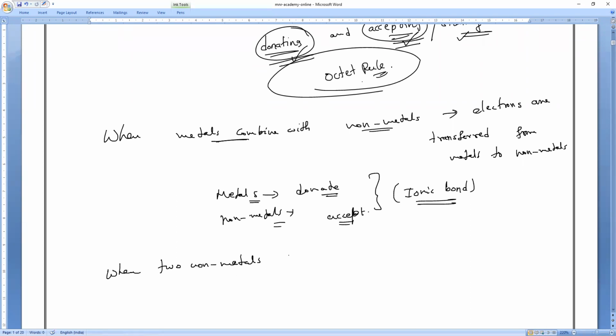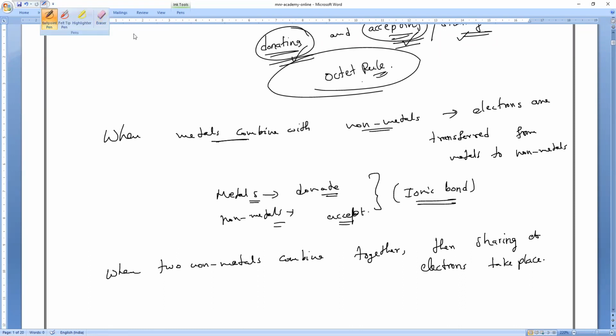When two non-metals combine together, what will take place? No donating, no accepting. Only one thing: sharing of electrons. So remember, sharing of electrons will take place, and these compounds are called covalent compounds. We are going to study the properties of ionic compounds and covalent compounds, so please have a glance and learn everything.